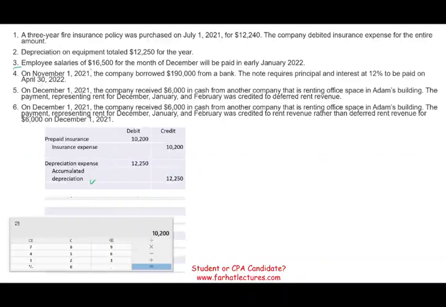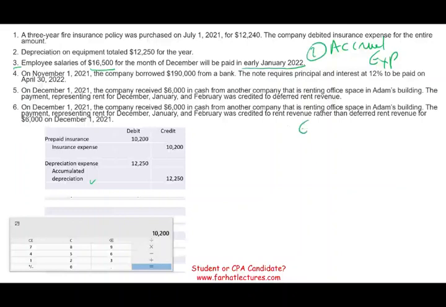Employee salaries of $16,500 for the month of December will be paid in early January 2022. Translation? Well, the employee earned the money, but we will not be paying them till January. What does that mean from an accounting perspective? It means we have an expense, and that expense is called accrued expense. Accrued expense is another type of adjusting entries. So this is the second type. We said prepaid is one type, accrued expense is the other.